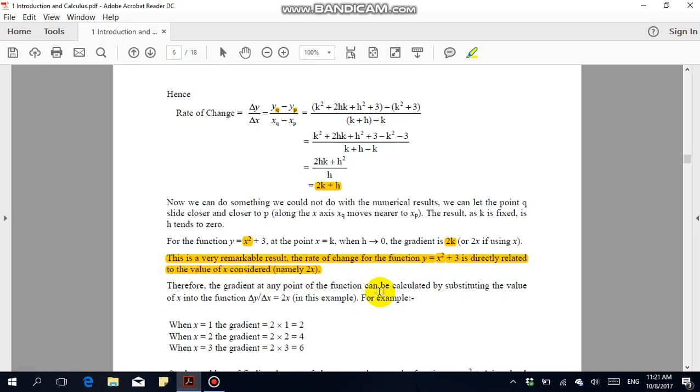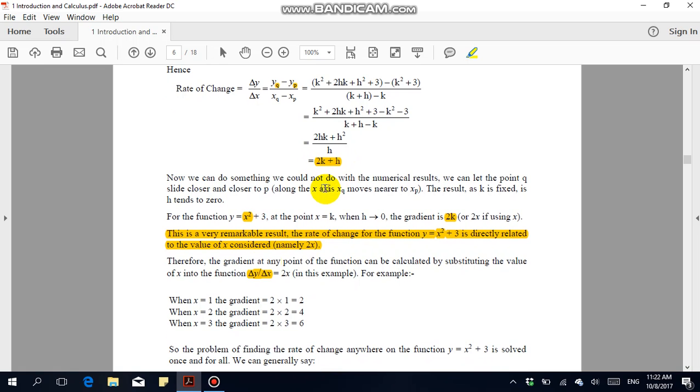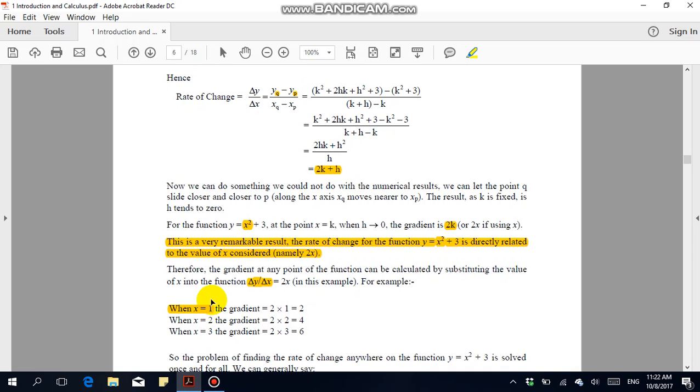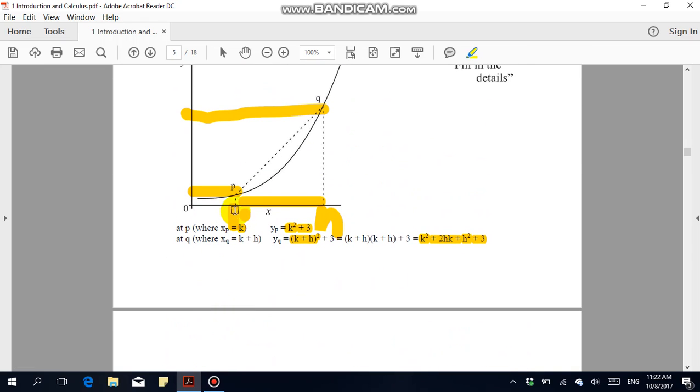Therefore, the gradient at any point of the function can be calculated by substituting the value of x in the function. Change in y over change in x, which is your formula for m, is equal to 2x. So he's saying, because we found out that when h is equal to 0, this thing becomes 2x. Now he's trying to say, what is the value of m when x is equal to 1? So let's go back to our graph. When x is equal to 1, what is the gradient? When x is equal to 2, what is the gradient? When x is equal to 3? When x is equal to 4?